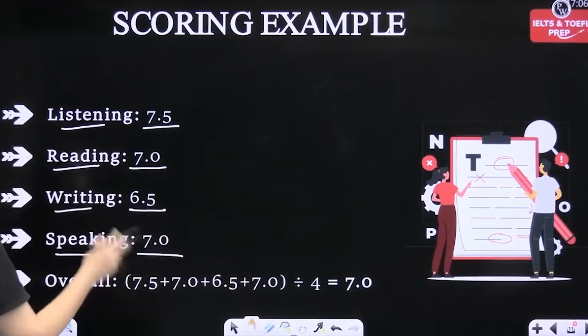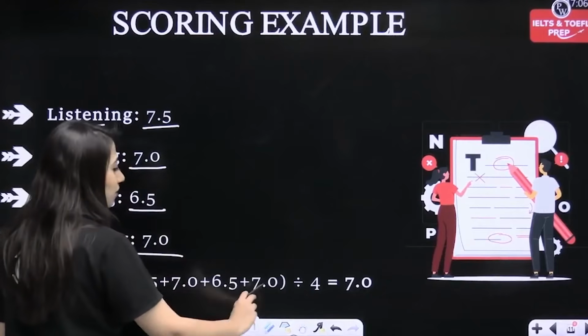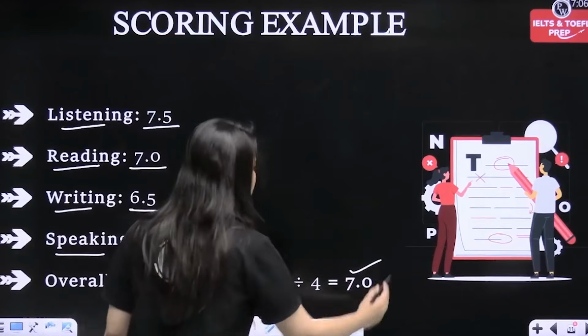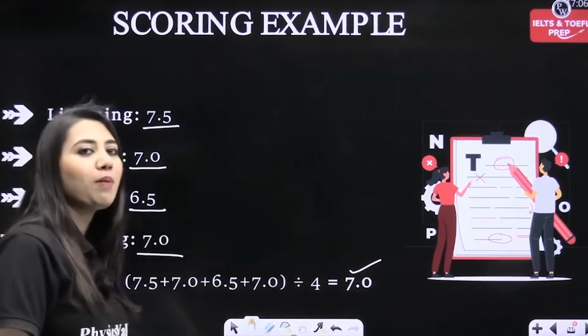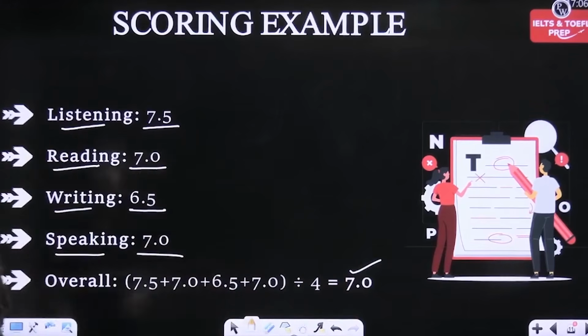So how is it going to be calculated? Overall, we add all of the bands and divide by 4. So we take the average as 7, which is your band. This is the kind of calculation you can do to see how much band you are able to get.